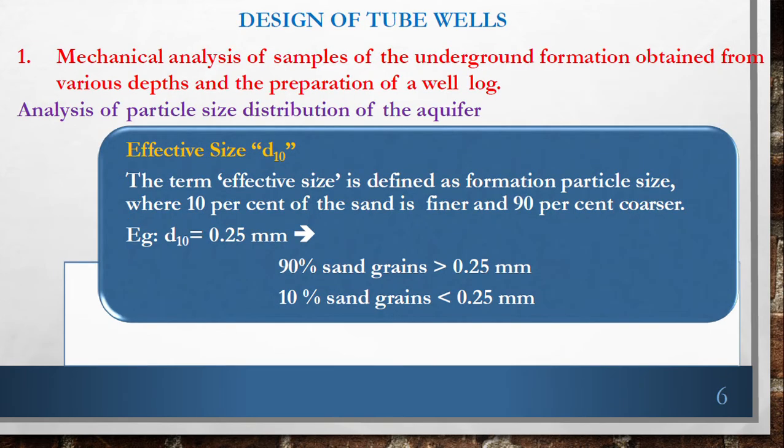Now we are moving on to the first step, which is the mechanical analysis of the samples from underground, that is, the formation. Two important things to be noted while doing the mechanical analysis are, one, the effective size of the particle, and second, the uniformity coefficient. Effective size is D10. D10 means 10% of the formation material is finer and 90% is coarser. That D10 value should be noted for the formation material. That is the first thing.